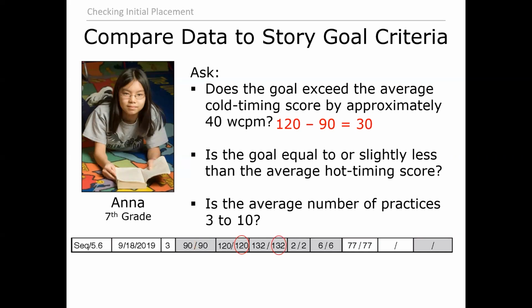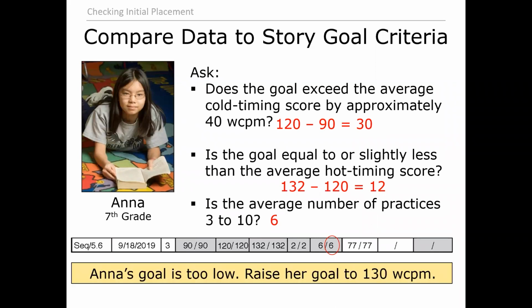So let's take a look at the second question. Is the goal and the hot timing close enough to each other? The goal is still 120, it didn't change, but now the hot timing is the number on the other side of the goal, so 132. So that difference is 12, so that's 10 or more away. So again, this question is indicating she might need a higher goal. So 2 of these 3 questions so far are telling me the goal might be easier than I want it to be. She is practicing 6 times with it, which is within that range. All right. So based on these 3 questions, I think Anna's goal is too low.